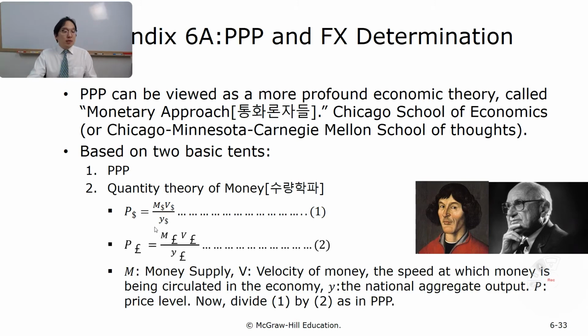And what's the idea over there? The price level, right? I told you in PPP, right? The foreign exchange rate between these two countries is all about the price level differentials, right? So the price level of one country is a function of three different things. One is money supply, two is velocity of money, three is the national aggregate output, GDP, okay? Nominal GDP, by the way.